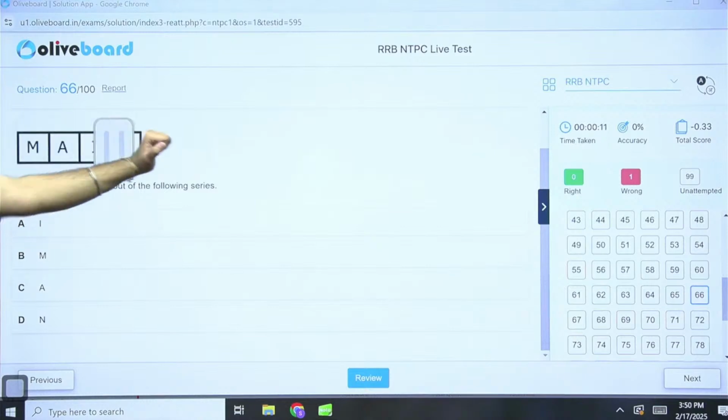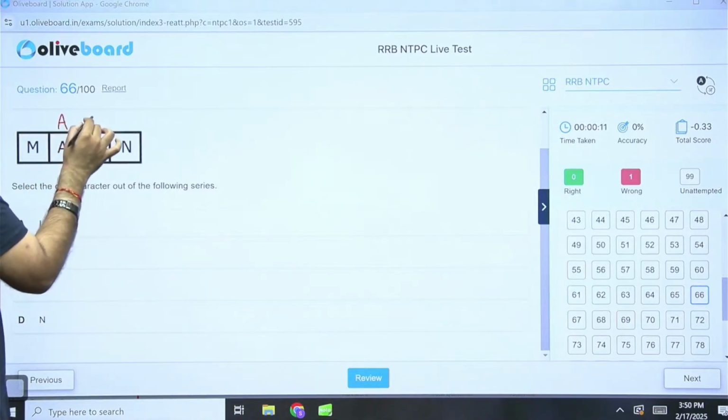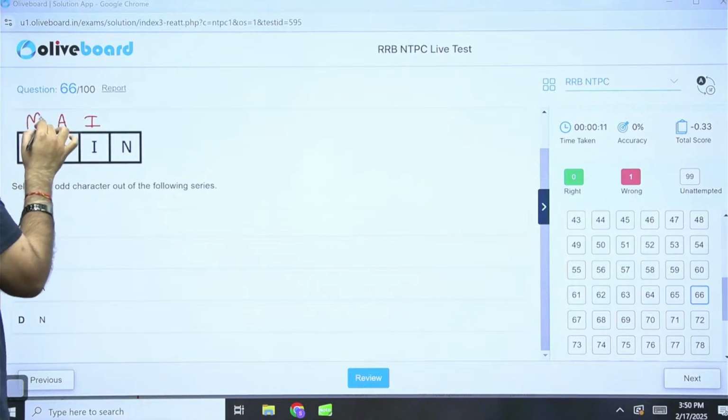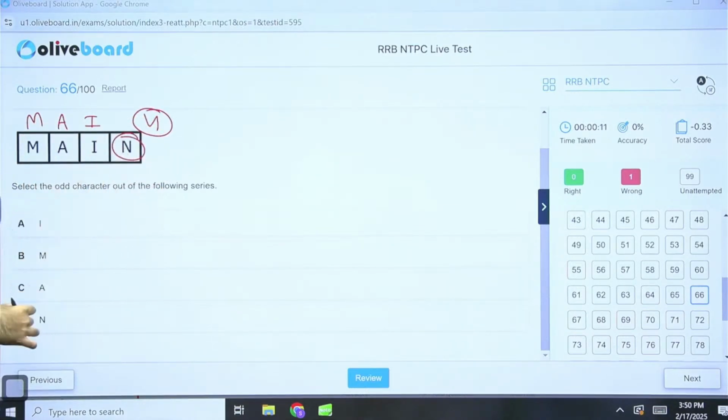And that meaningful thing here is that the mirror image of A is the same, mirror image of I is the same, mirror image of M is the same, but mirror image of N is different. Hence, this becomes the correct answer. Option D, N is your correct one.